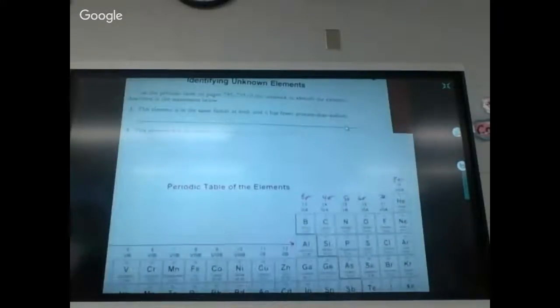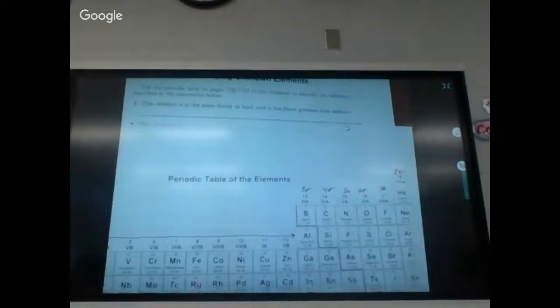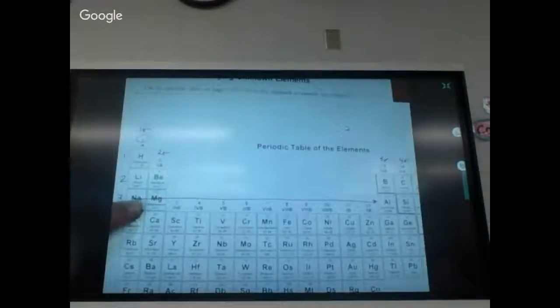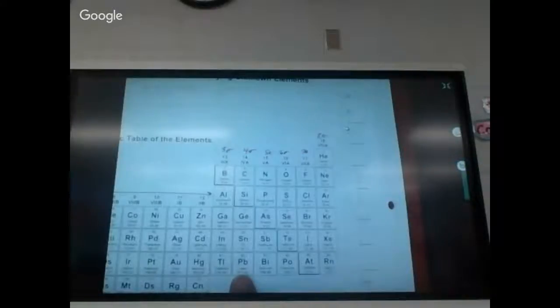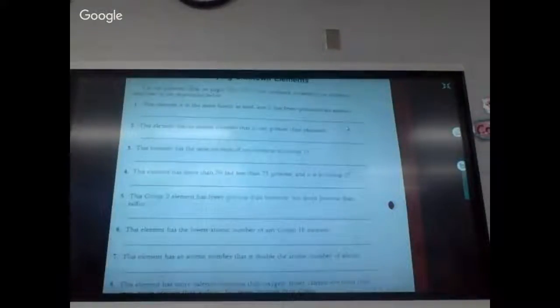And it has to have fewer protons than sodium. So, sodium has how many protons? Sodium has 11. But I have to be in the same family as lead. So I'm going back over here to lead. Who in that family has fewer protons than sodium, which has 11? Carbon. So the answer is carbon. I want you to try to do 2 through 6.